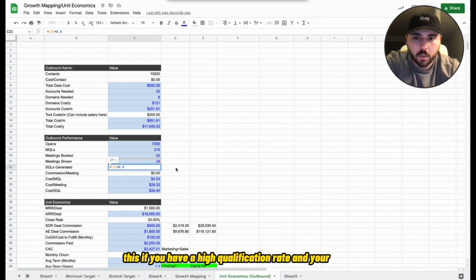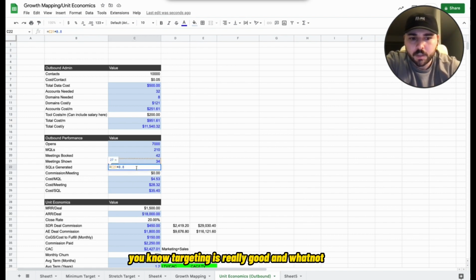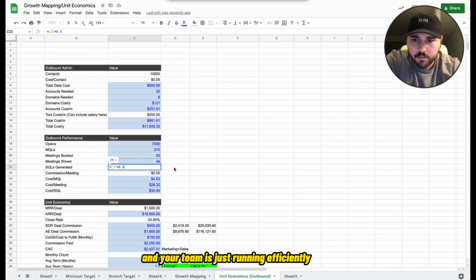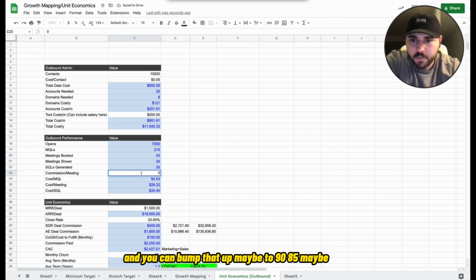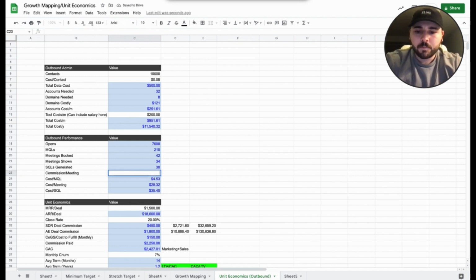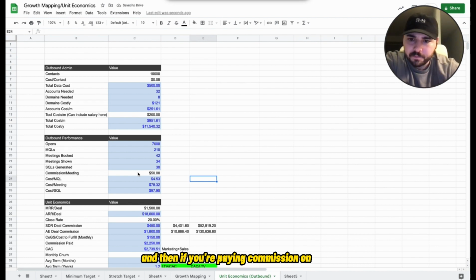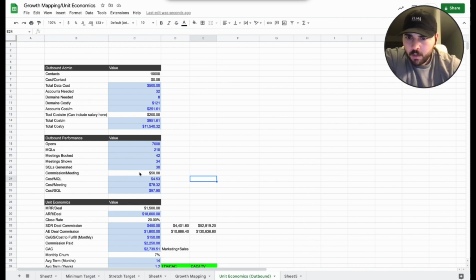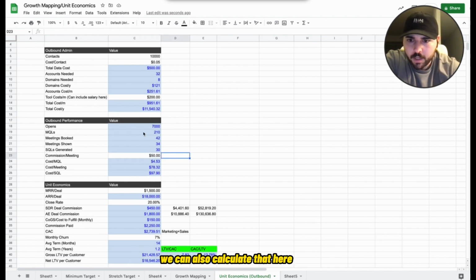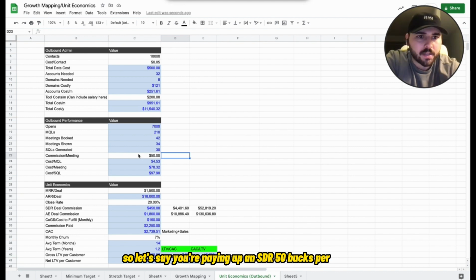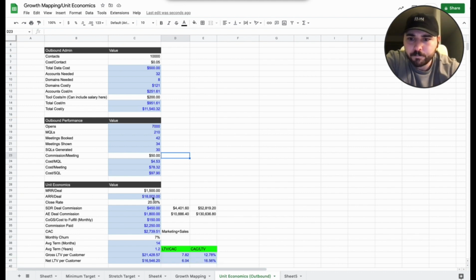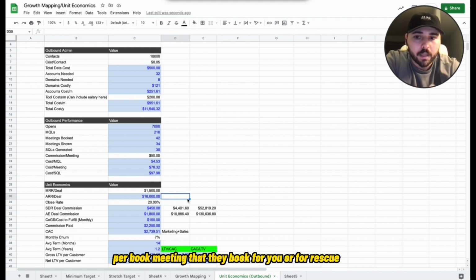This, if you have a high qualification rate and your targeting is really good and your team is just running efficiently, you can bump that up maybe to 90%, 85 maybe. So we'll do that. We'll keep it at 90. And then if you're paying commission on booked meetings, for example, we can also calculate that here. So let's say you're paying an SDR $50 per booked meeting that they book for you, or for SQL.